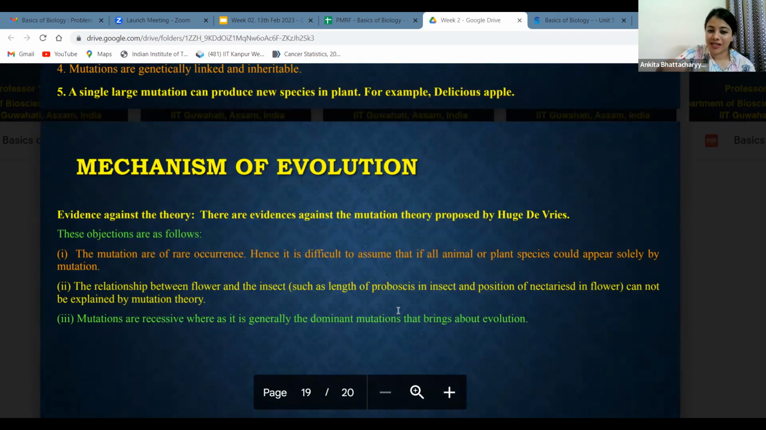So it was debated. And another major debated idea was that if you're talking about mutations, if there is a normal allele or a normal gene which is present, then it would overpower the mutation and would allow the previous species to survive, because mutations are recessive in nature, and only dominant mutations would bring about evolution. So Hugo de Vries did not provide much evidence against or in support of this.